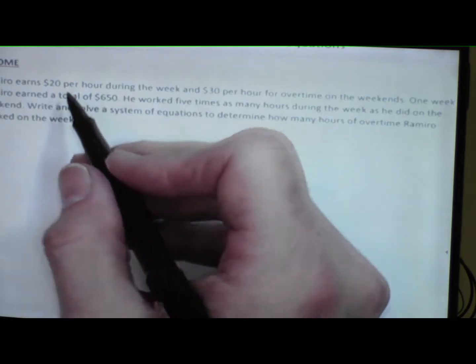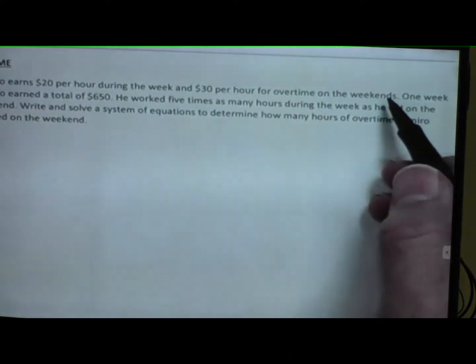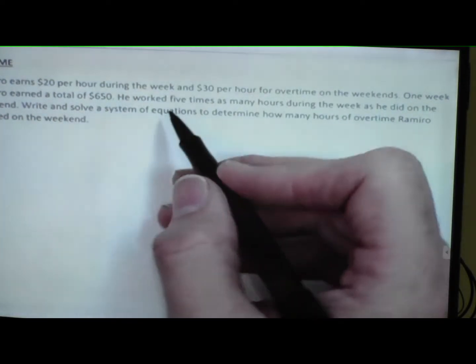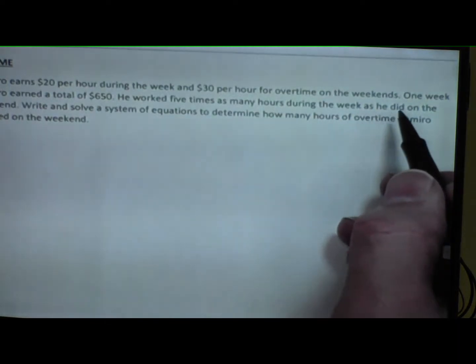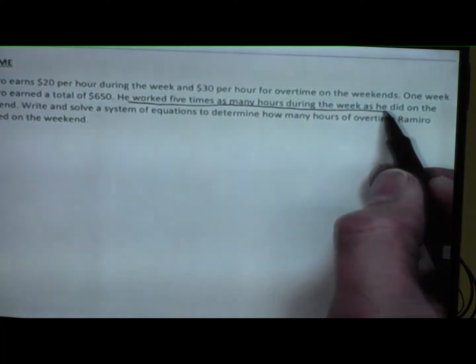Let's look at this example. $20 per hour during the week, $30 per hour overtime on the weekend. One week, he earned this much money total. He worked 5 times as many hours during the week as he did on the weekend. That sounds very much like that line in the other problem where it was 6 more squash than pumpkins. So you see it's relating one to the other.